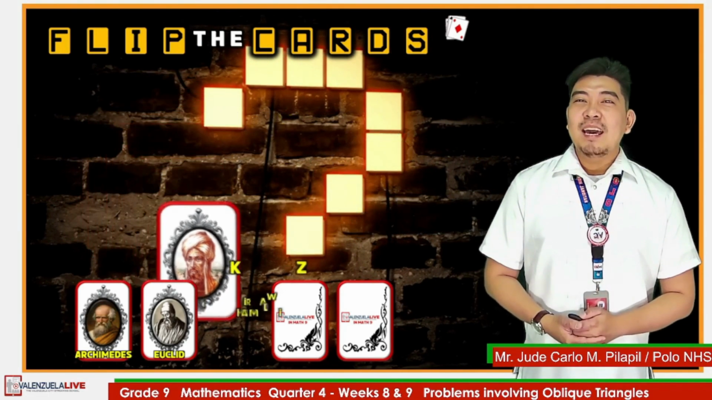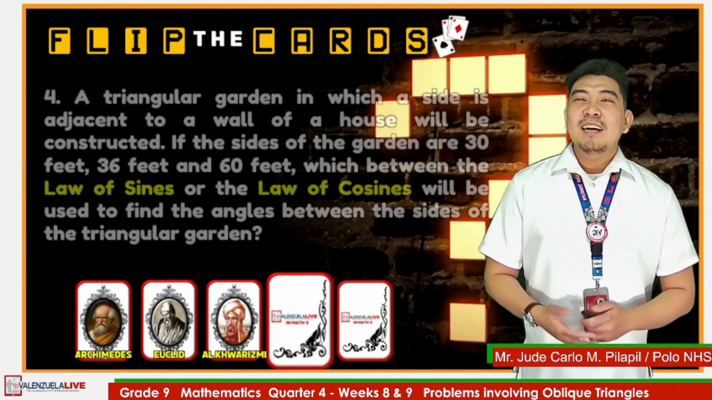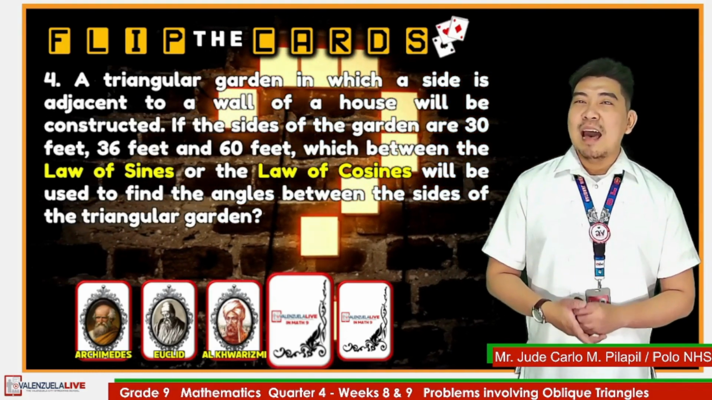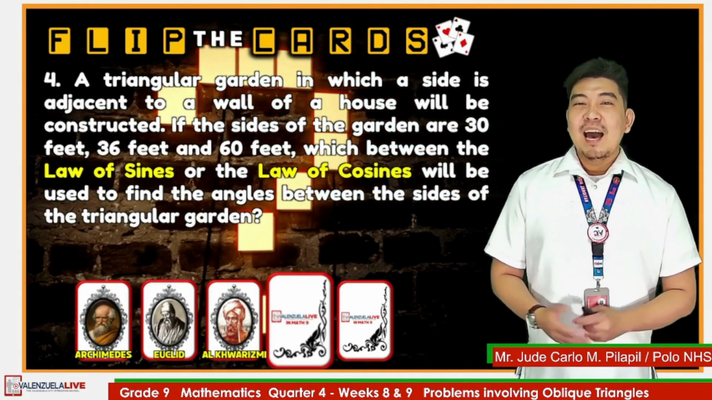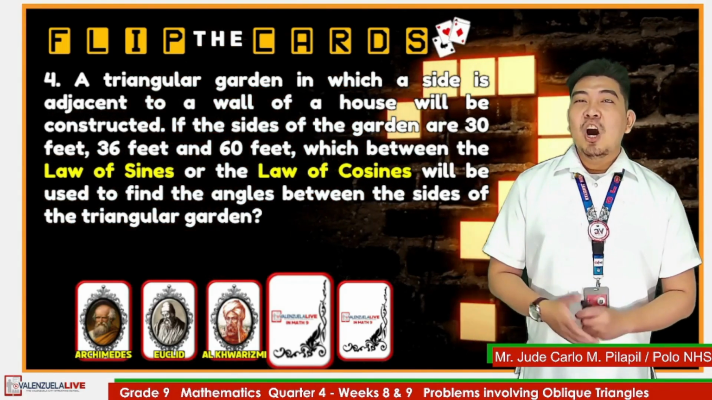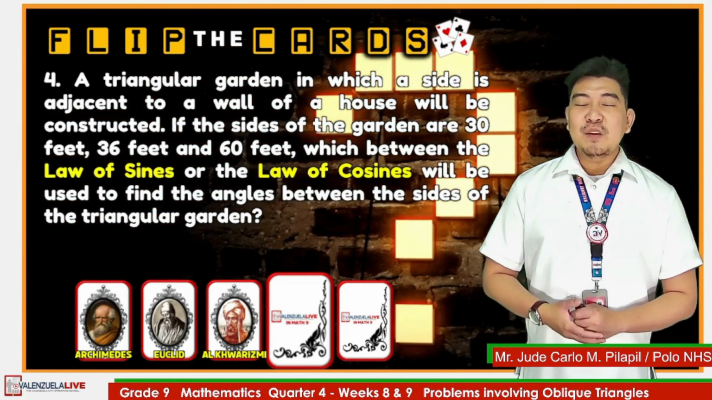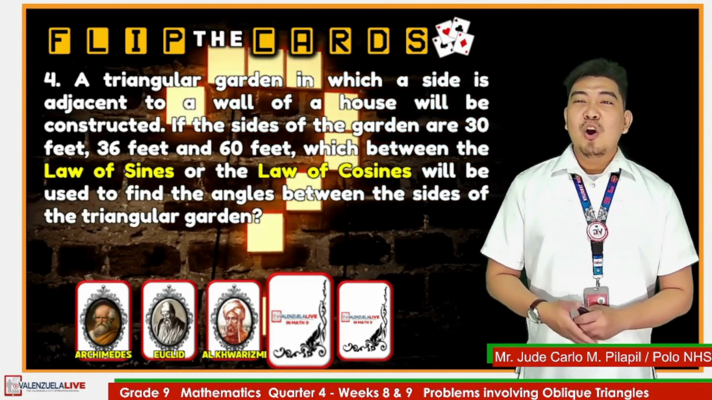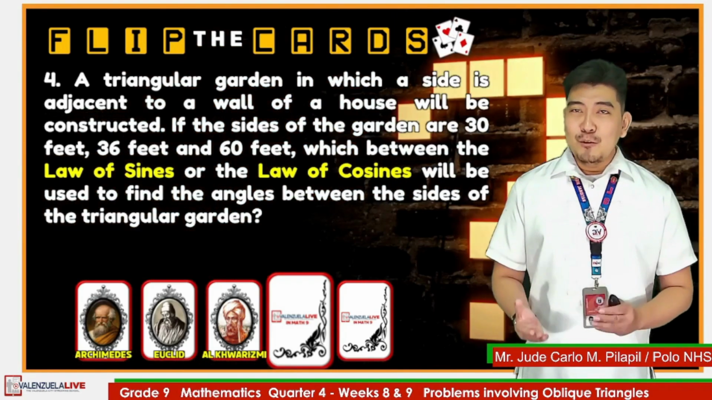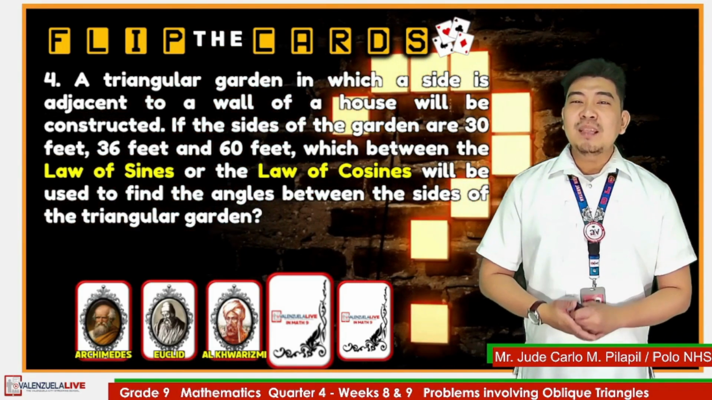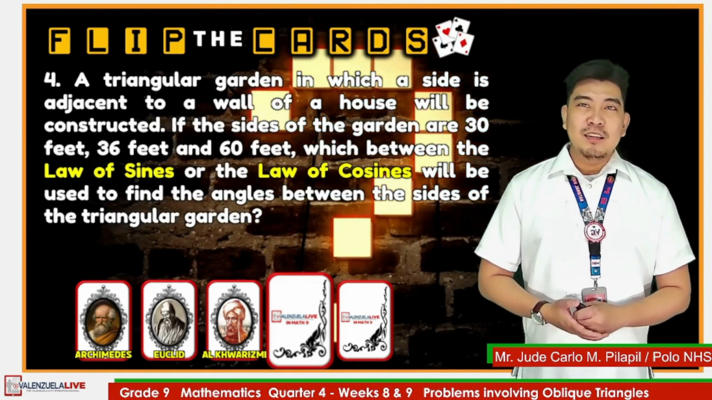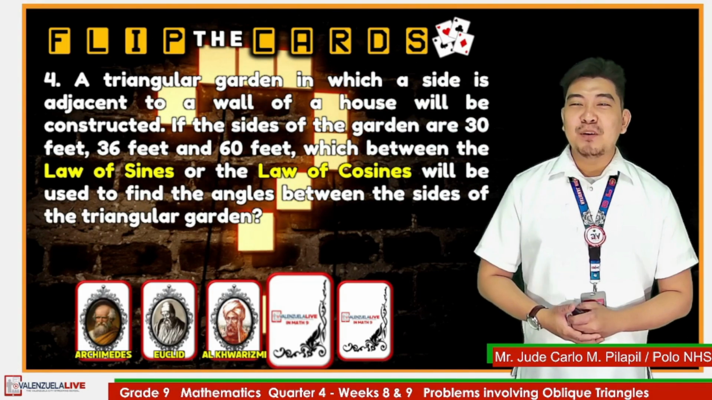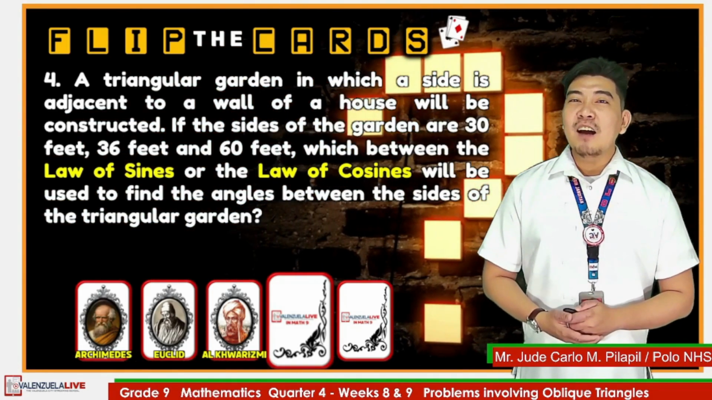Item number 4: a triangular garden, in which a side is adjacent to a wall of a house, will be constructed. If the sides of the garden are 30 feet, 36 feet, and 60 feet, which between the law of sines or law of cosines will be used to find the angles between the sides of the triangular garden? Analyze and draw the figure in your scratch papers. 10 seconds on the clock, go!